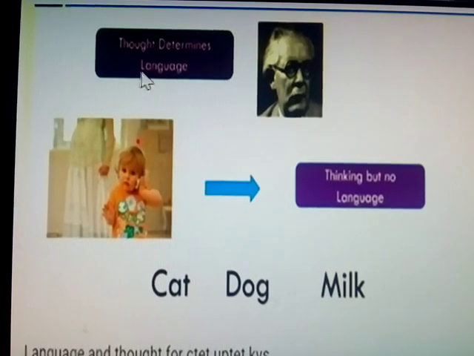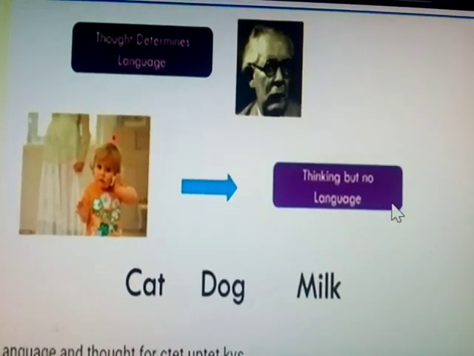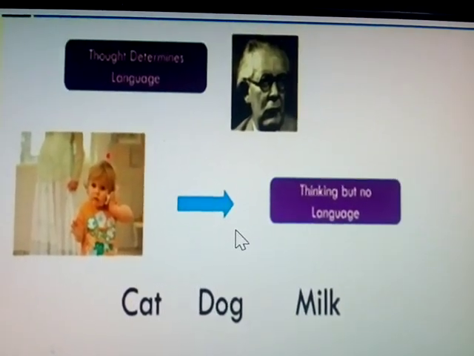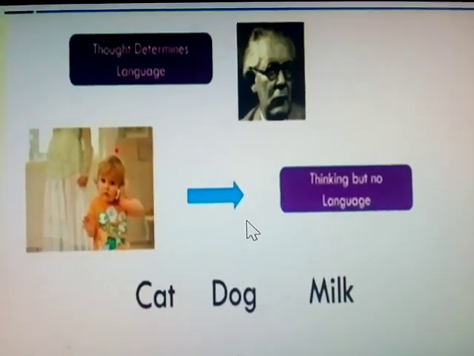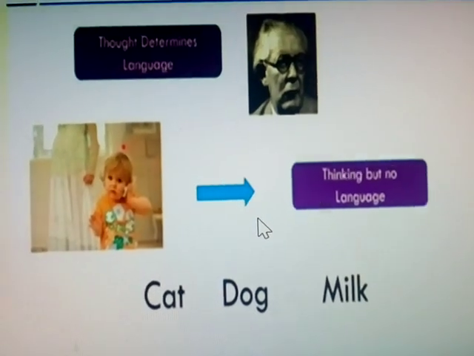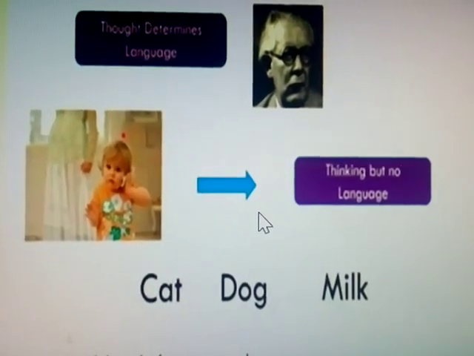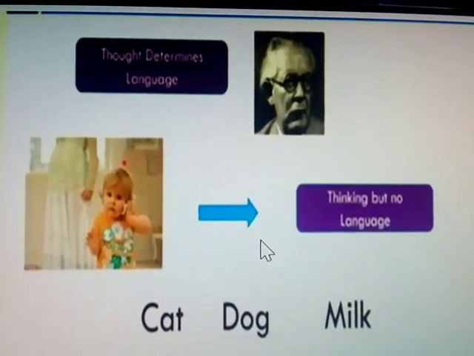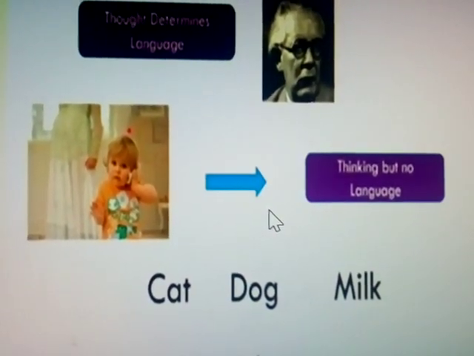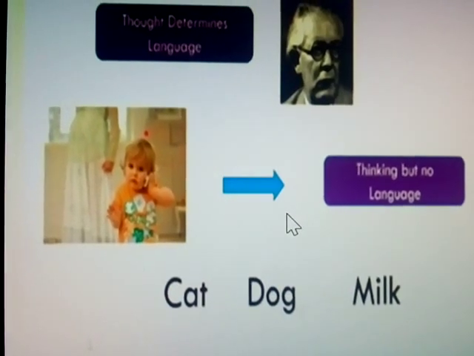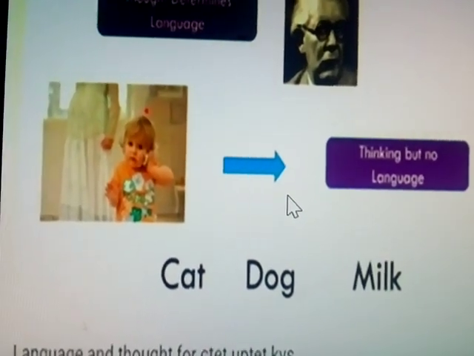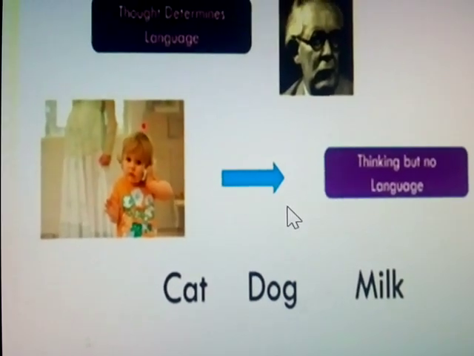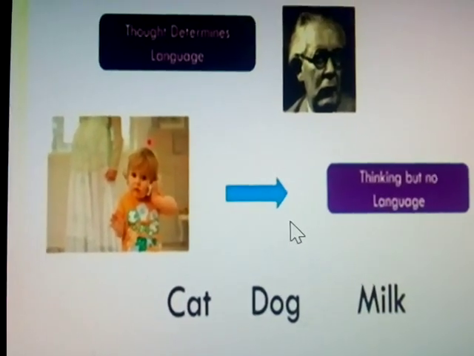Thought determines language. There is thought but no language. Children's thinking: the child thinks this is a cat, this is a dog, this is milk, only thinking, but there is no language. Why? Because before 2 years, kids have only thought, which determines the language. We identify the cat, dog and milk, but we don't know language.